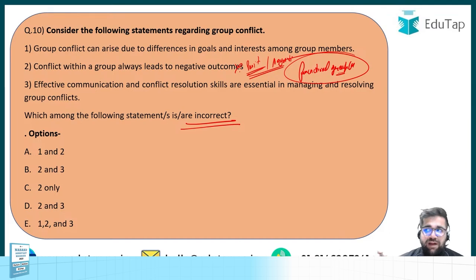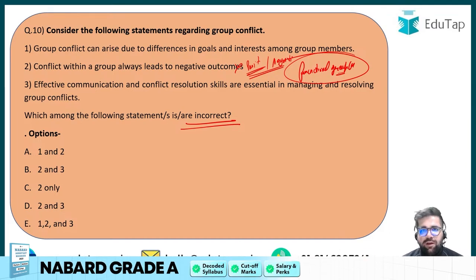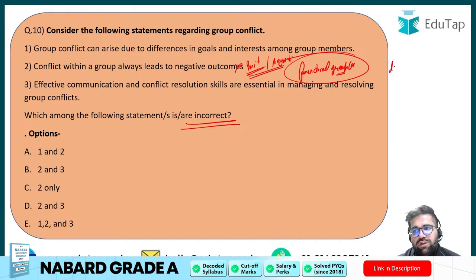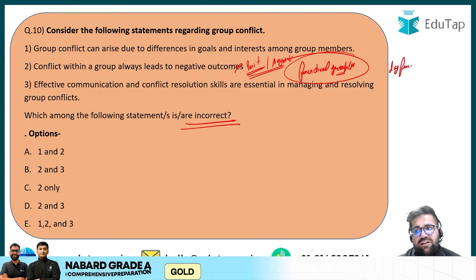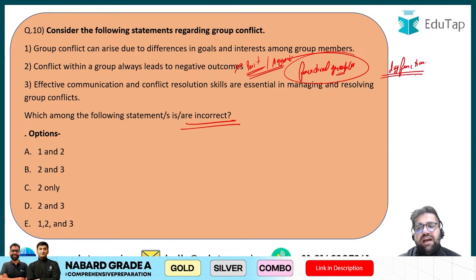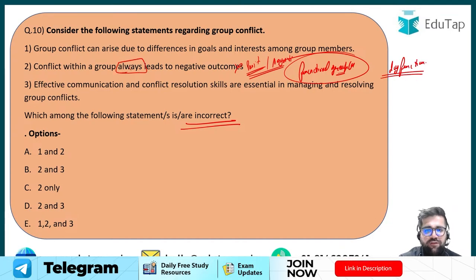But if you are fighting for some certain negative thing, or if there is a kind of stress in your organization due to fighting, those conflicts are known as dysfunctional. Those conflicts are known as dysfunctional, as simple as that. Okay, so over here, the word "always" is making the trouble.